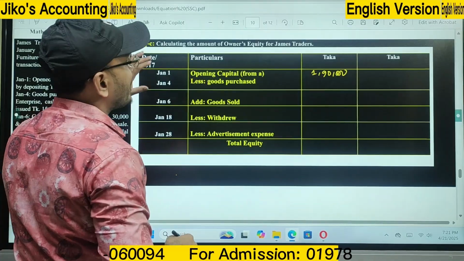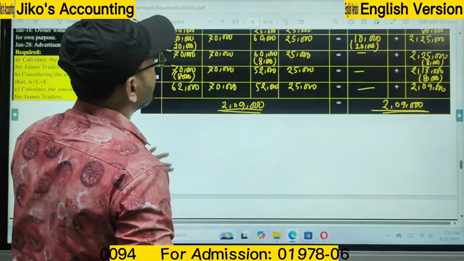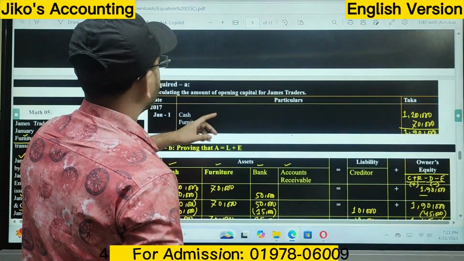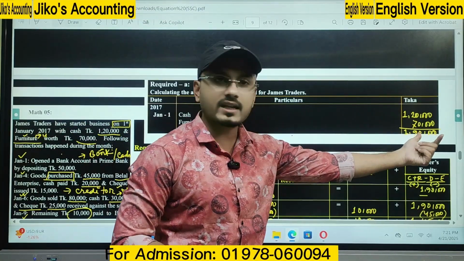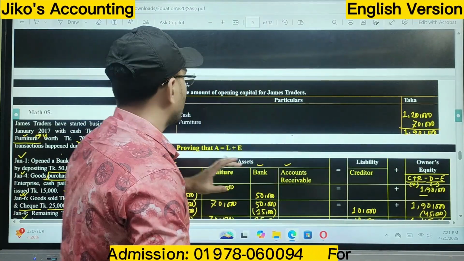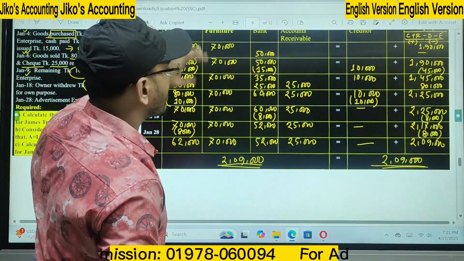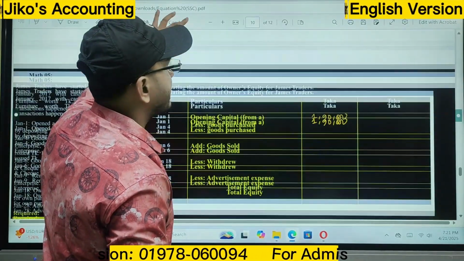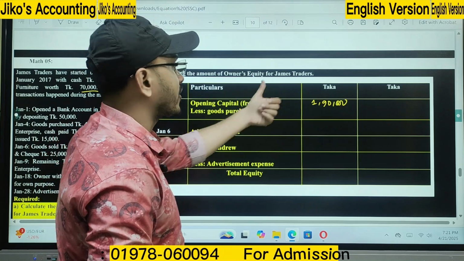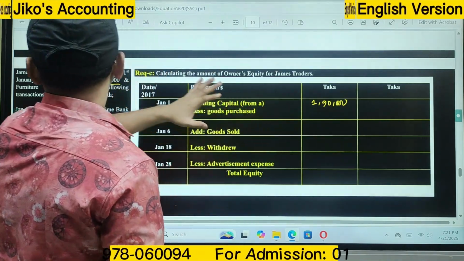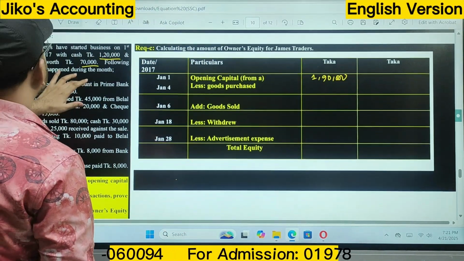How? What we have found in requirement number one, you can see. What is the opening capital here? What is our total opening capital? 1,90,000. Same answer, sir. As you have already figured it out, we shouldn't figure it out again. You can directly put it from there. 1,90,000, right? Now we have to figure out capital and revenue.